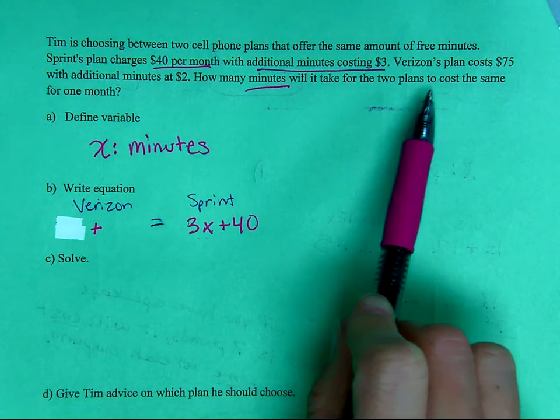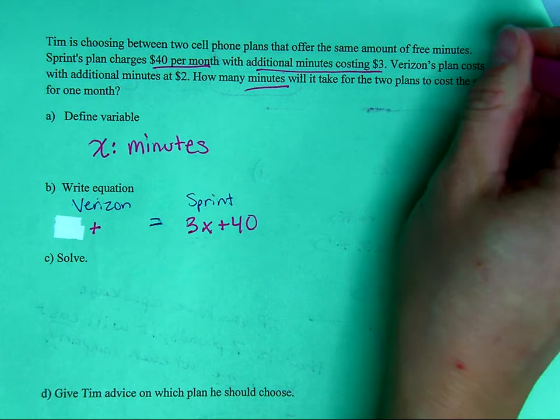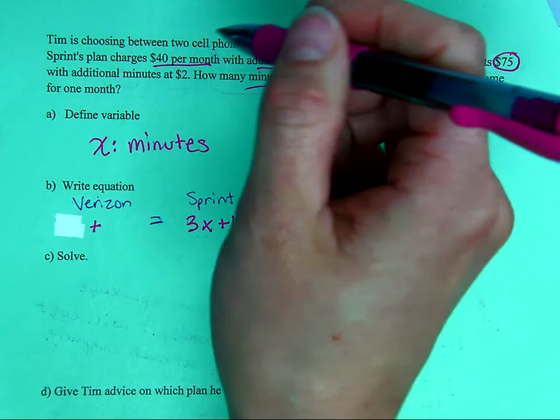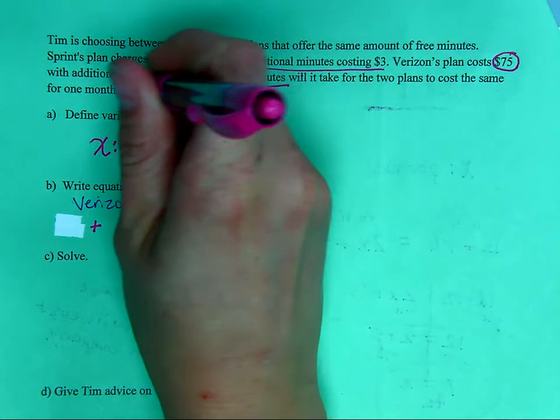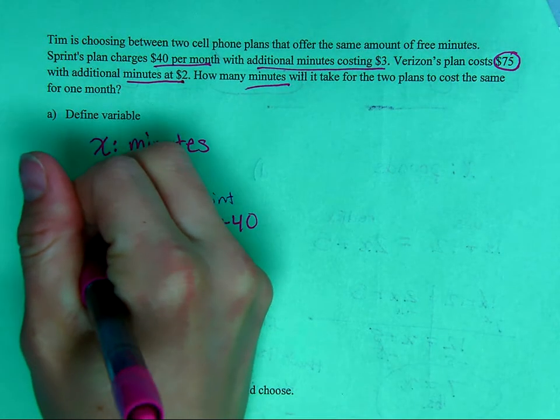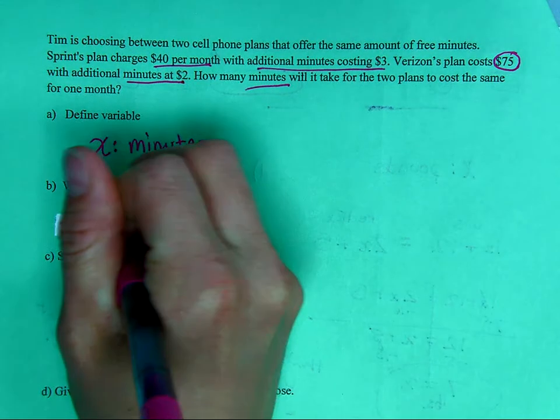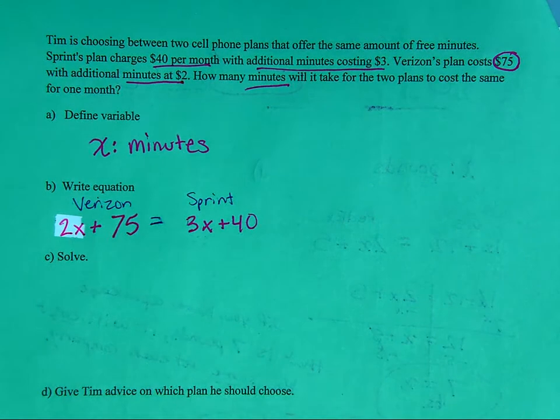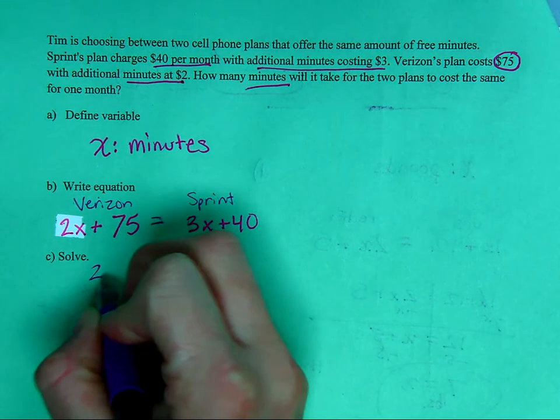So Verizon, I've got $75 for a month and $2 every minute. So this is 2x plus my 75. Okay, and again, you could have 75 plus 2x there. So now I just need to solve for x.